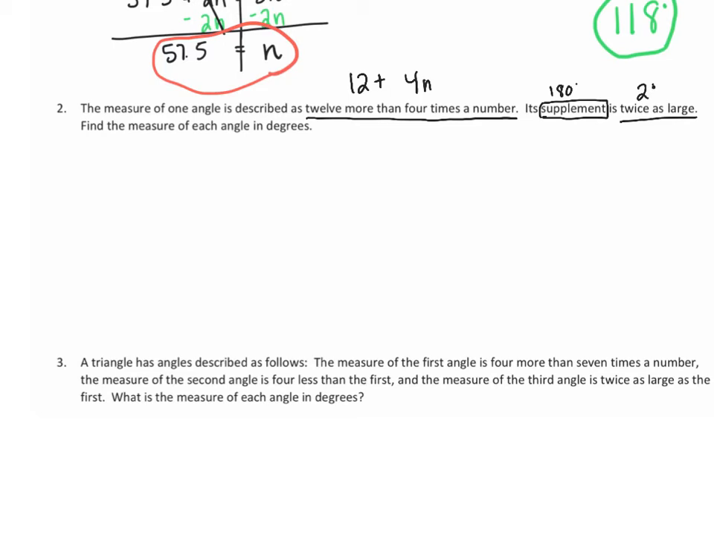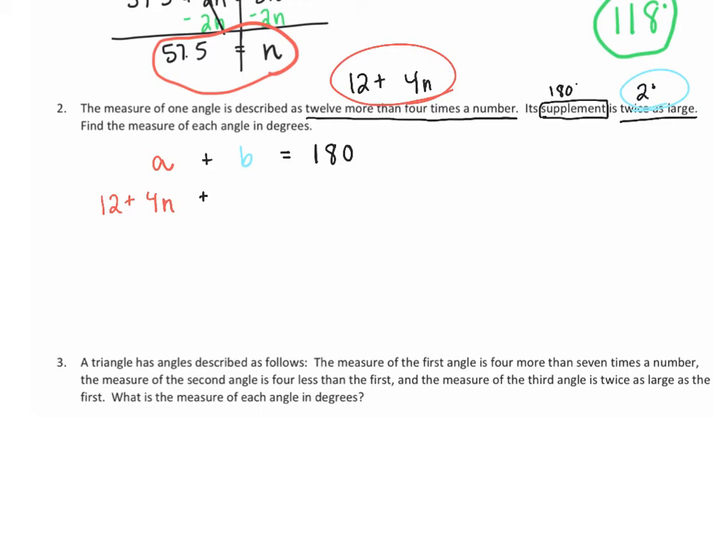So here's what I'm going to do first. I'm going to say, all right, we have angle A and we have angle B. And together, these are supplementary, so they equal 180 degrees. Okay? Let's do this as angle A, and let's do this as angle B. So angle A, 12 more than 4 times the number. Okay? And angle B is just twice as large as that.